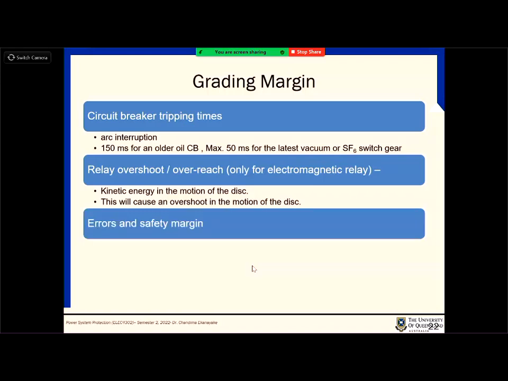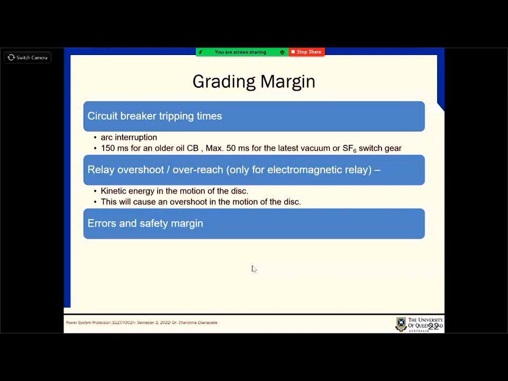And then errors and safety margins. Errors are even applicable for numerical relays. You can have errors there, right? And of course, you need to keep some sort of safety margin to account for unforeseen errors, right? There are errors that we never think about. So you need to keep a small safe margin for that as well.